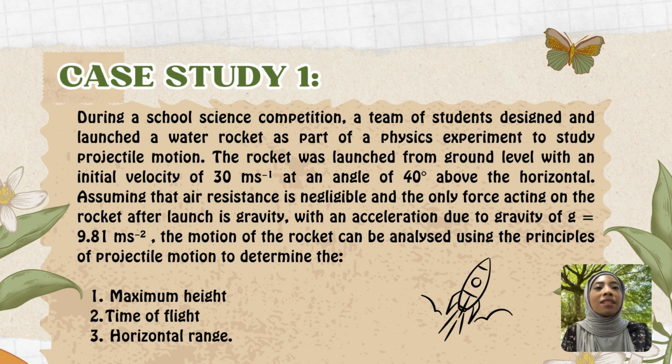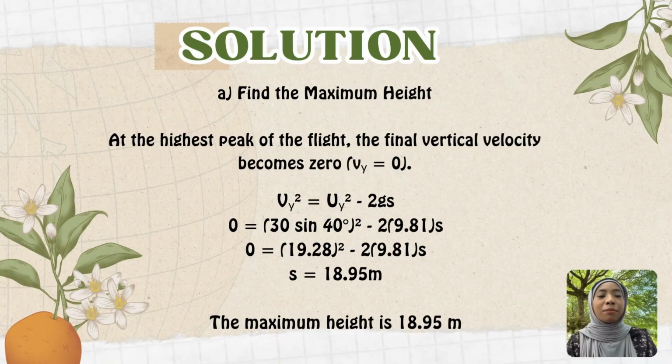Assuming that air resistance is negligible and the only force acting on the rocket after launch is gravity, with an acceleration due to gravity of g equal to 9.81 m/s², the motion of the rocket can be analyzed using the principles of projectile motion to determine the maximum height, time of flight, and horizontal range. First, we need to find the maximum height. At the highest point of the flight, the final vertical velocity becomes 0, vy equals 0. We use vy squared equals uy squared minus 2gs as the formula.